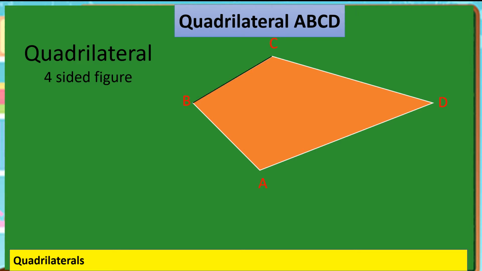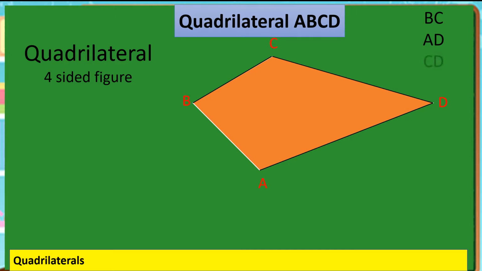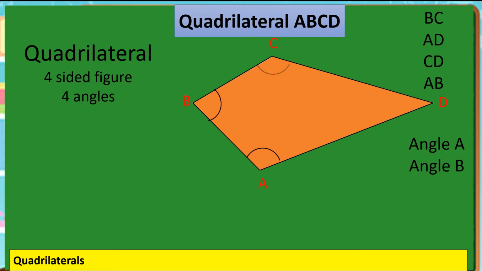So meron tayong side BC, side AD, side CD, and side BA or AB. It has four angles at meron din tayong apat na angles. So, we have angle A, angle B, angle C, and angle D.